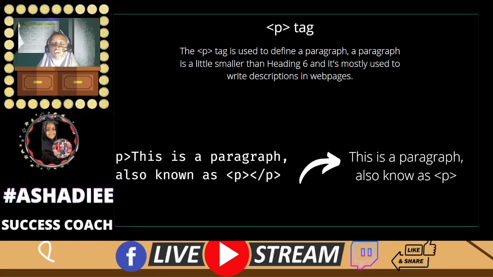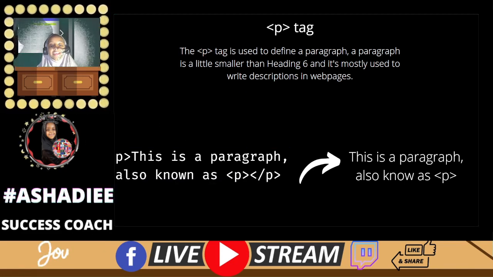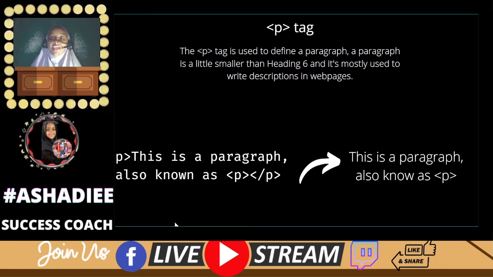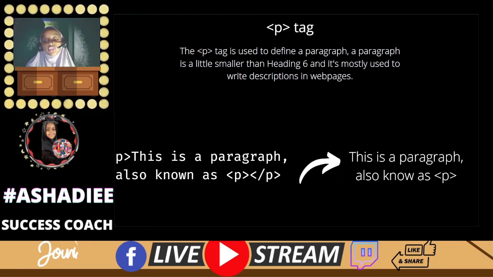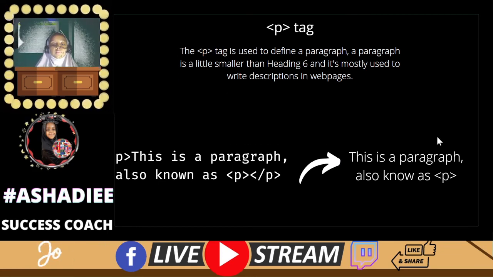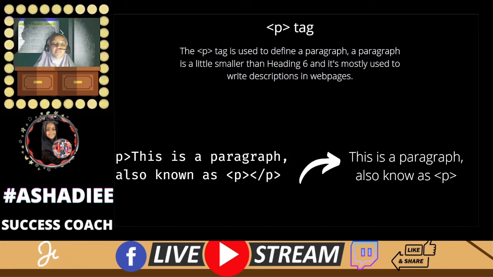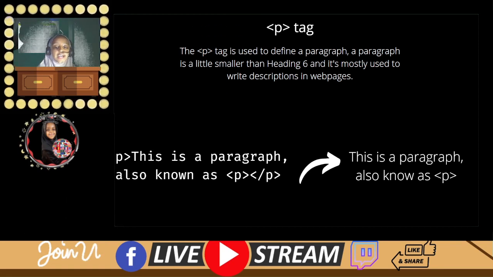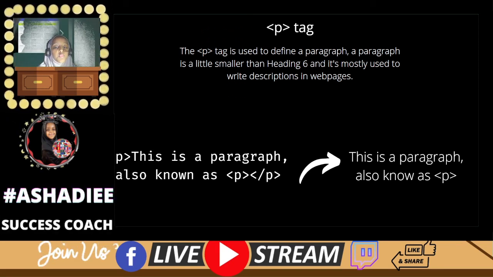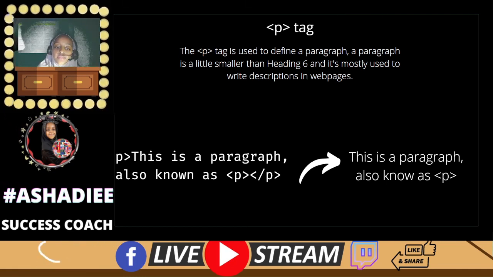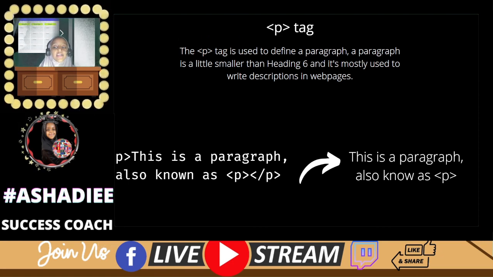So on the preview again on the left, it says this is a paragraph also known as P, closing paragraph. This is a paragraph also known as P, which you can see at the right side. So over here, you might be confused. This P tag at the beginning is the starting P tag, and then it says this is a paragraph also known as the P tag. Then it closes. And then the same thing is said over here, but without the closing P tag and the starting P tag.